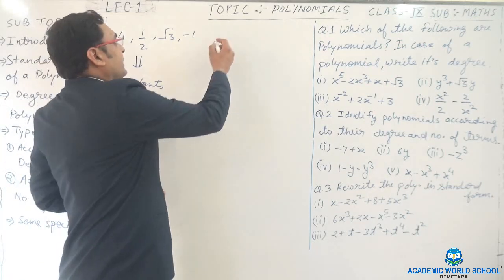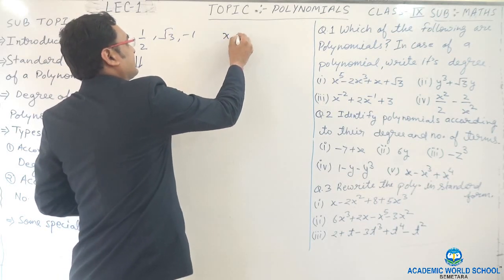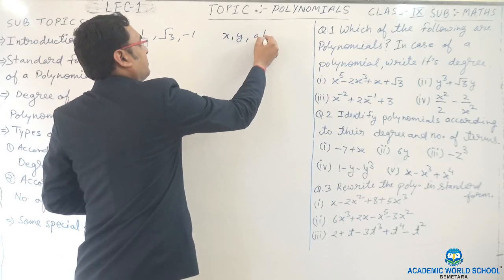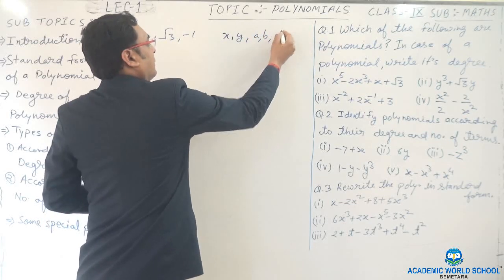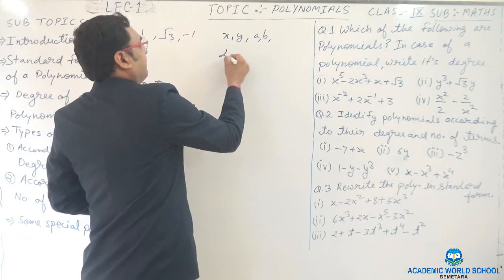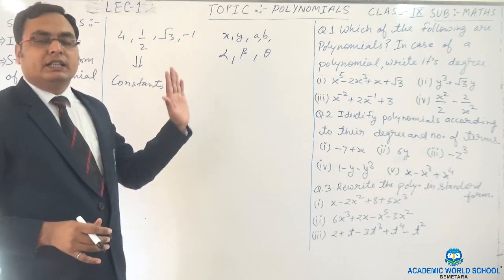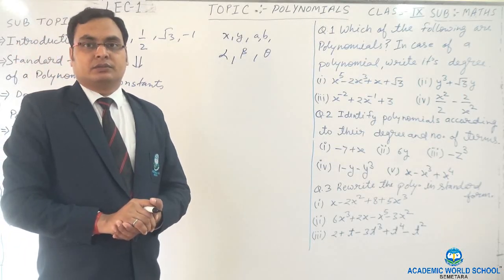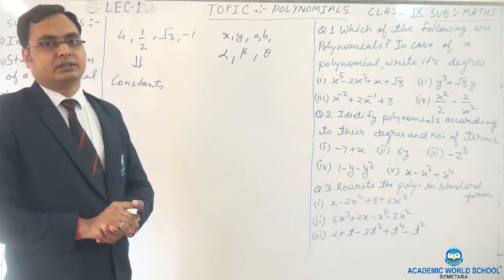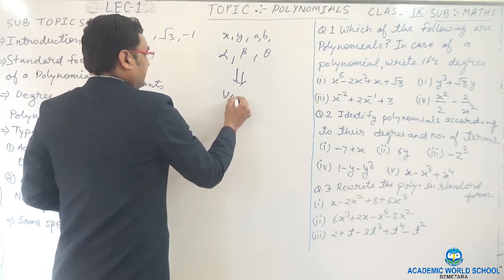Now, if we take some English alphabet like x, y, a, b, or any other symbols like alpha, beta, theta, they may be assigned different values. Their value is not fixed. So they are known as variables.